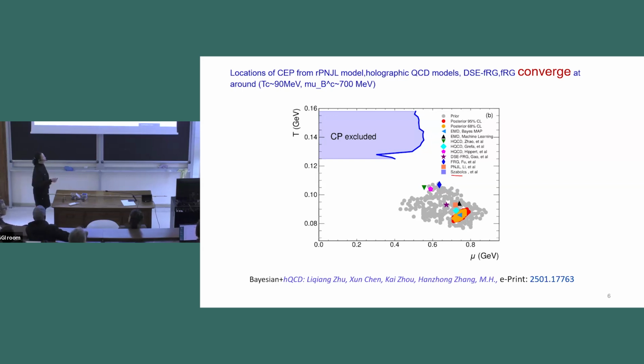So the location of the critical point merges in this region, where the critical chemical potential is around 700 MeV and the critical temperature around 90 MeV. This is from all the non-perturbative QCD methods. So this is the situation, and this location is not excluded by lattice calculations, at least at the moment.